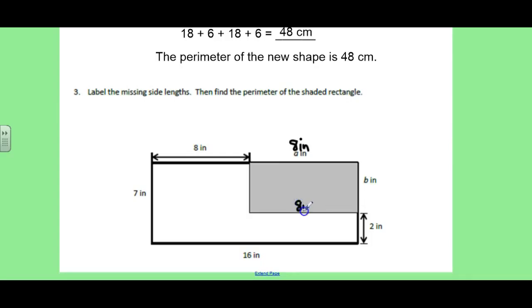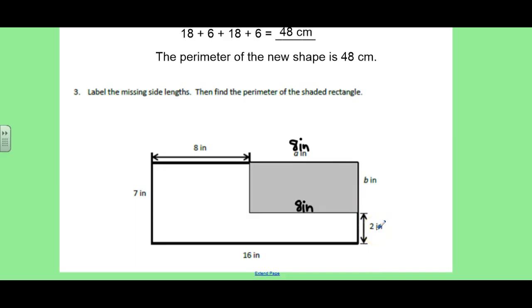And I know that this is like inside of the shape here, but it did say to only find the perimeter of this shaded rectangle. So since we know that this is 8 inches, we're good with these two side lengths, and now we just need to find this side length. So we want to look over here on the opposite side. The opposite side shows that this whole side length is 7 inches, and over here so far I know that I only have 2 inches.